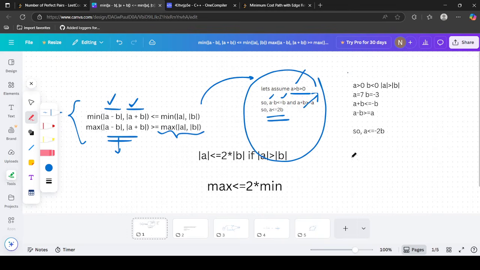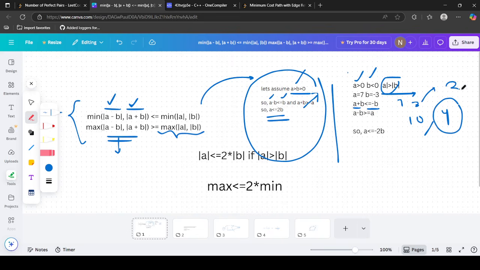And for now let's assume the second case where a is greater than 0 and b is less than 0, and let's assume that mod a is also greater than mod b. So for example, a is 7 and b is minus 3. And then what can be the given equations? They are the minimum of a minus b, which is the minimum of 10 and 4, so the minimum of this is 4, and mod of a plus b, which is a plus b. So a plus b is less than or equal to the minimum of those both, which is the minimum of 7 and 3, which is equal to 3 and which is equal to minus b.